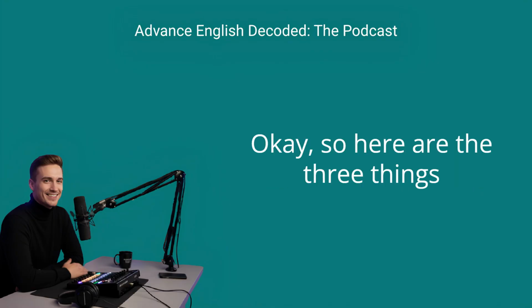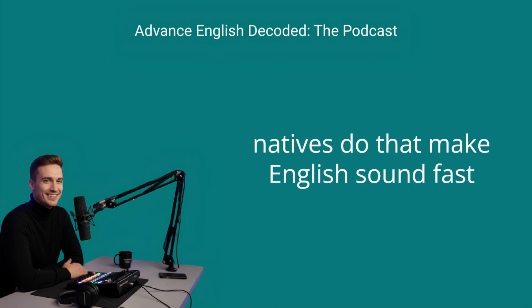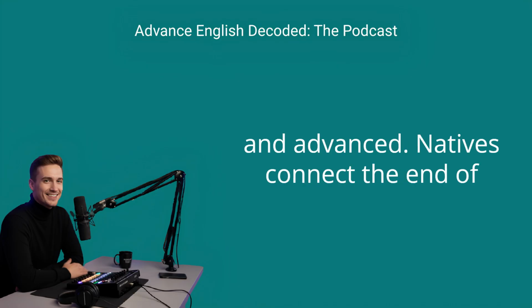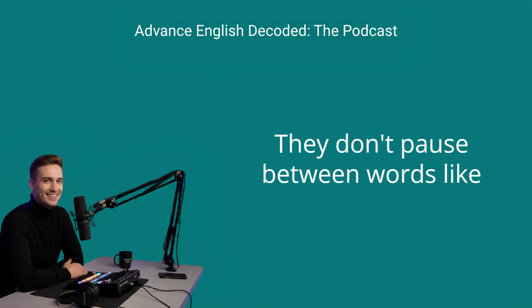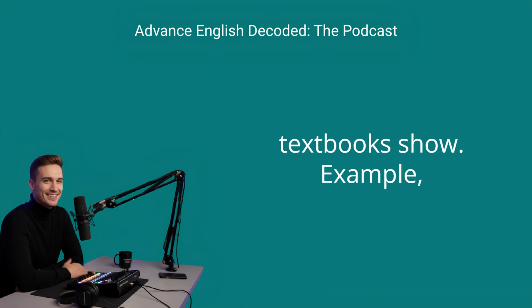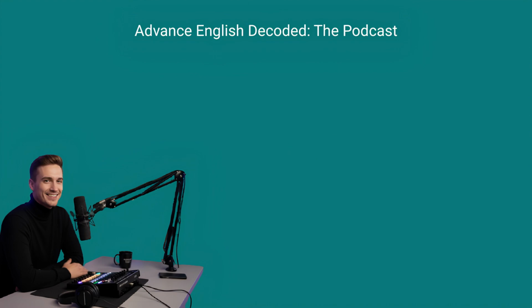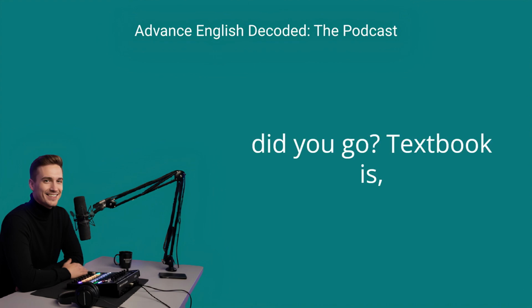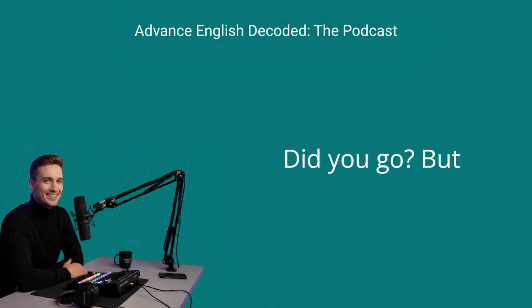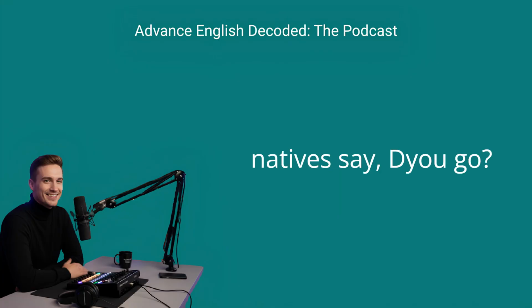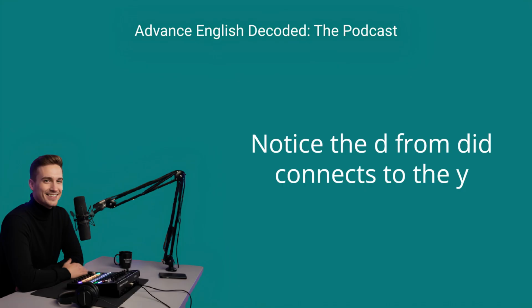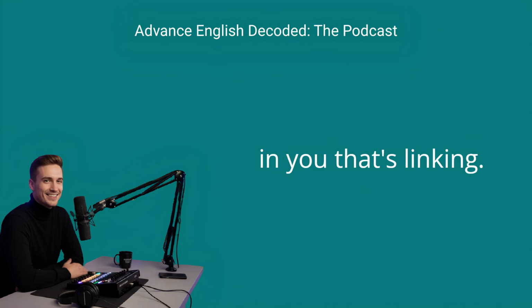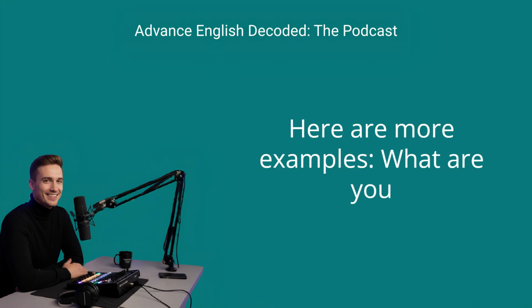Okay, so here are the 3 things natives do that make English sound fast and advanced. Natives connect the end of one word to the beginning of the next. They don't pause between words like textbooks show. Example, "did you go?" Textbook is "did you go?" But natives say, "Did you go?" Notice the D from "did" connects to the Y in "you." That's linking.